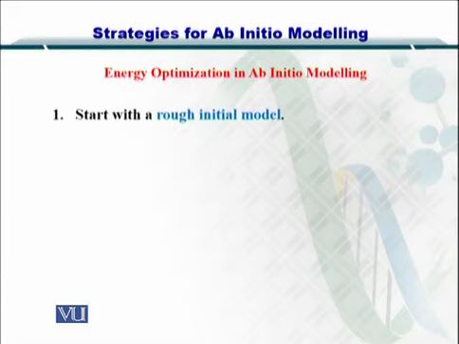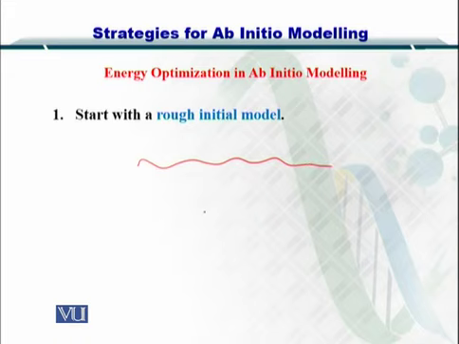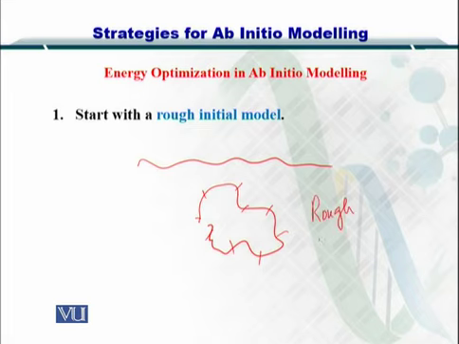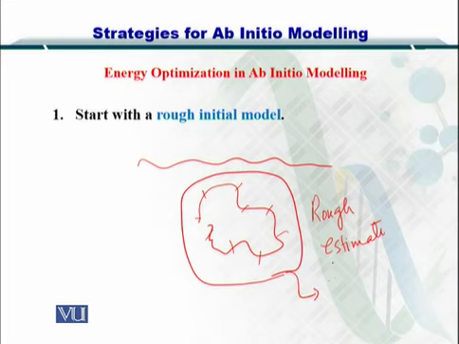Okay, so towards the strategy, the first step is that you have to start with a rough initial model. So what this means is that if you have this sequence, then you have to fold it in some unique way that is just a rough estimate. So once you have created a rough estimate of the structure, you can utilize this structure towards optimizing it.